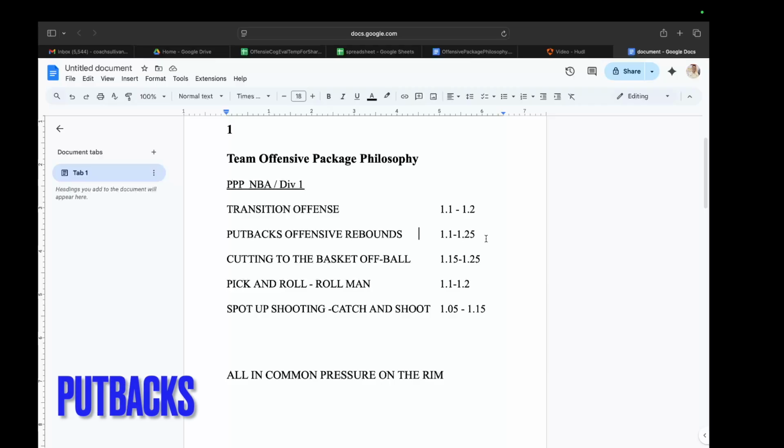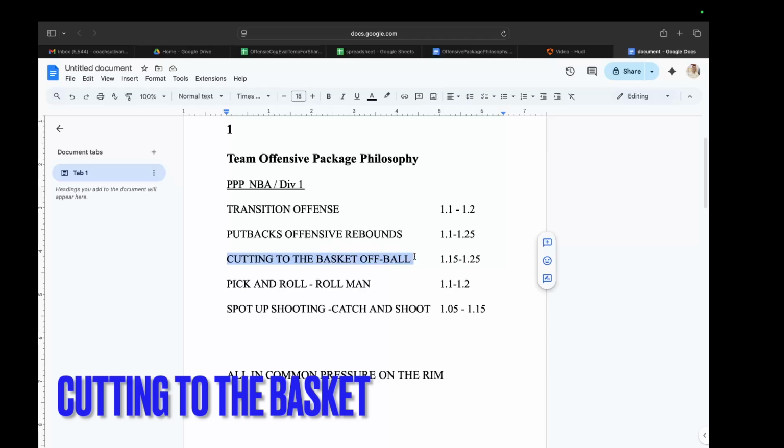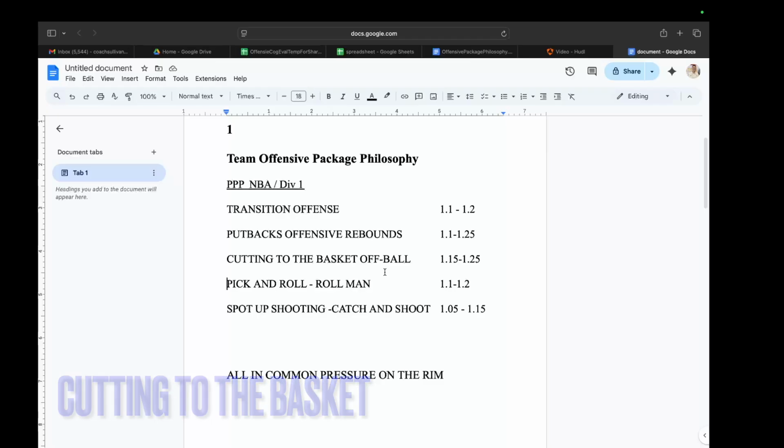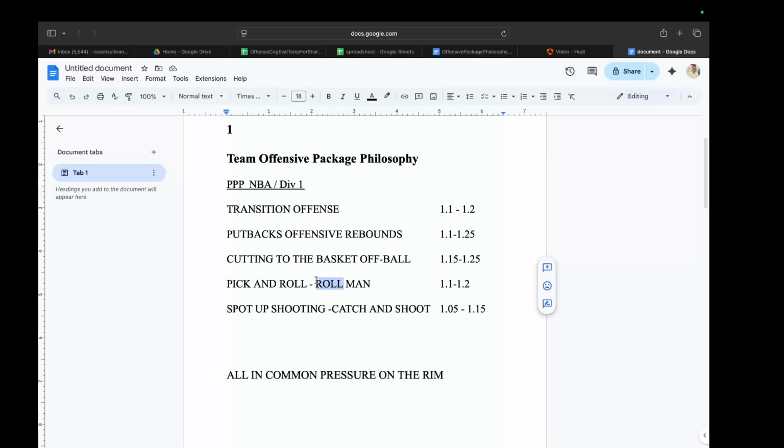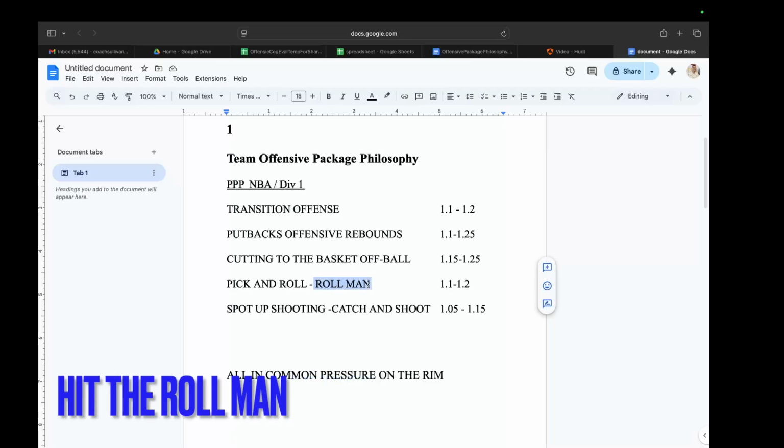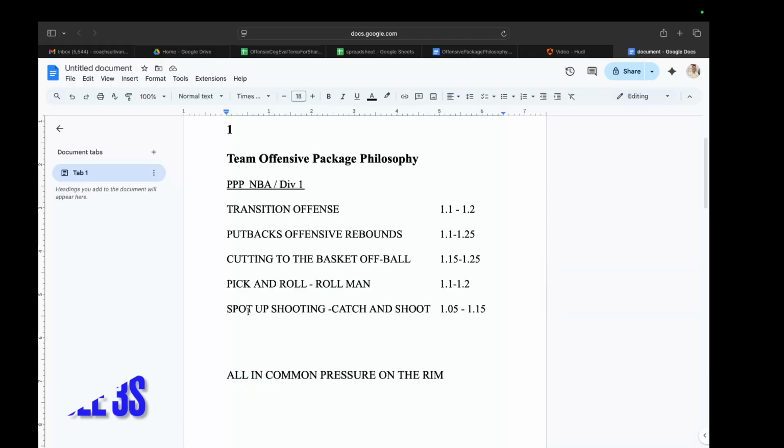So every time someone gets a rebound, there's a high probability they're putting it back in. And when you think of the game, that's what's happening. Cutting to the basket, off the ball. Anytime we're cutting to the basket, you're catching and usually you're getting a layup. So that's why it's a high PPP value. Pick and roll, the roll man. So this is going to be, you come off a pick and roll, we're going to hit the roll man, not the actual ball handler. And then another one, spot up shooting, catch and shoot, not on the dribble. Those are very high value PPP values.